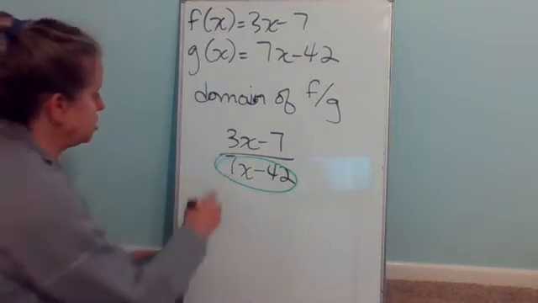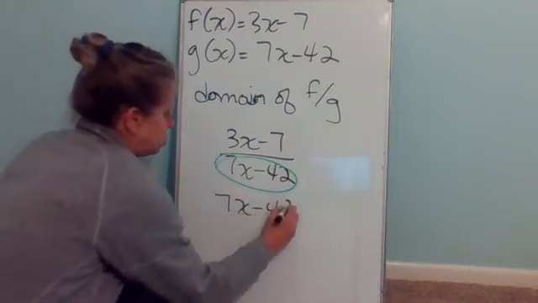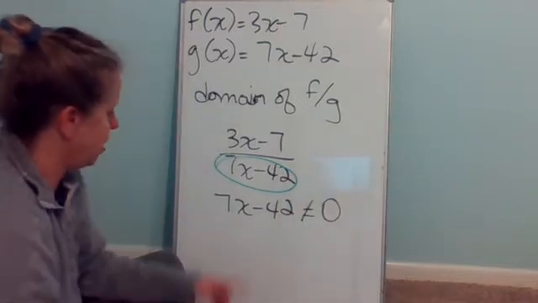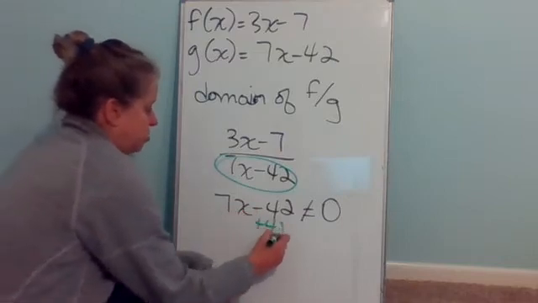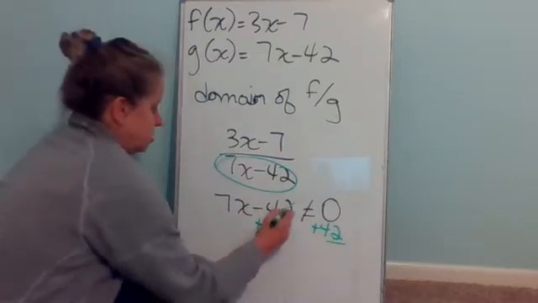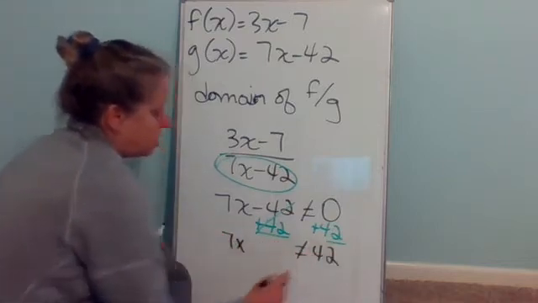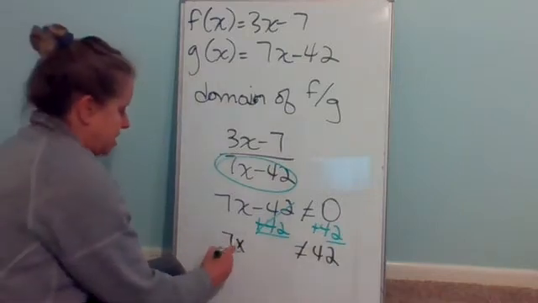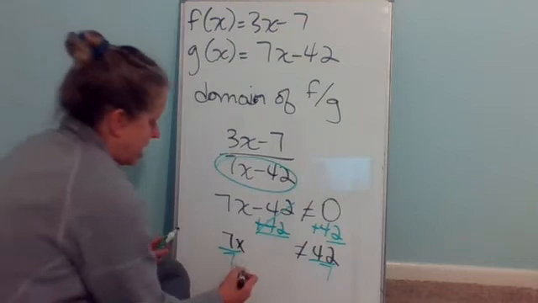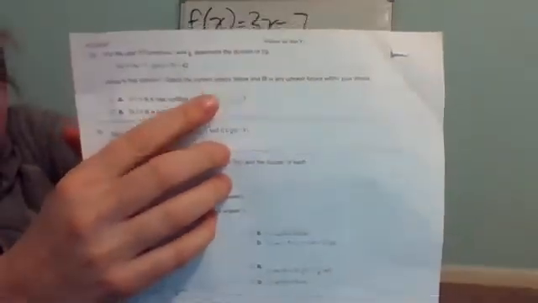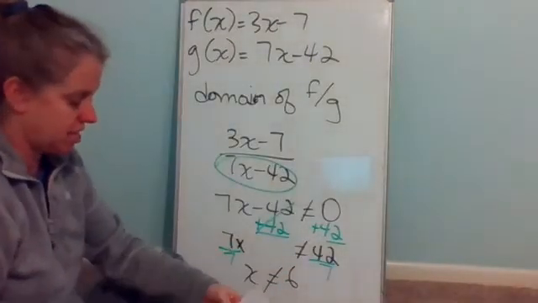So just like on that last one, the denominator, 7x minus 42, cannot equal 0. Solve it for x. So get rid of the minus 42 by adding 42. So 7x cannot equal 42, and divide by 7. So x cannot equal 6. So again, when you type in your answer, x is a real number. And don't forget, you're going to have to type in that whole thing. The x cannot equal 6.